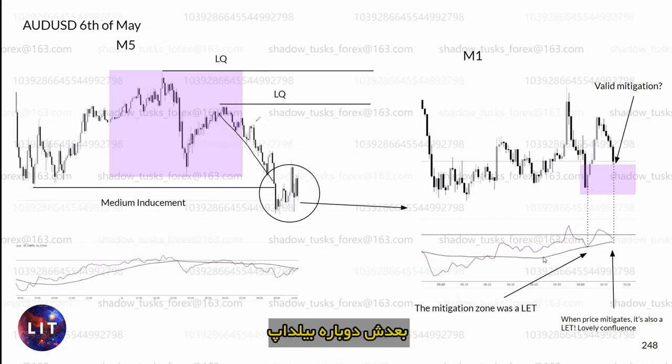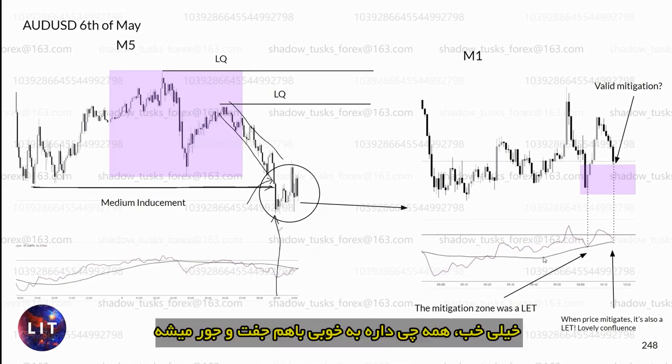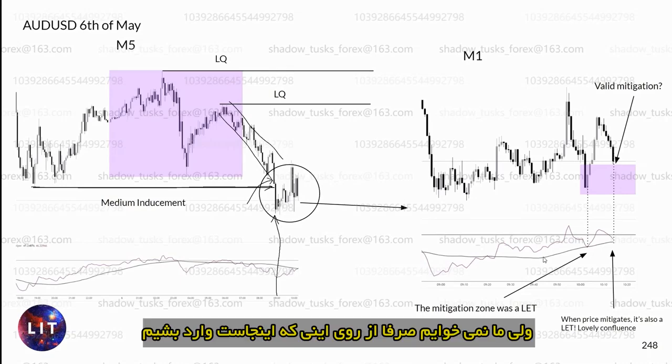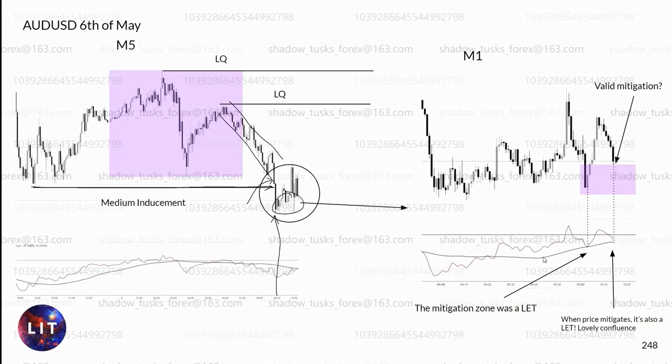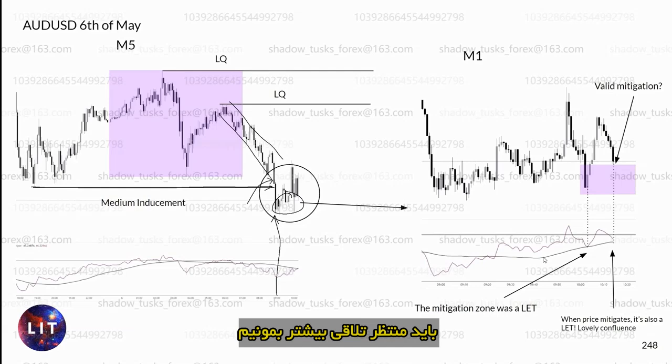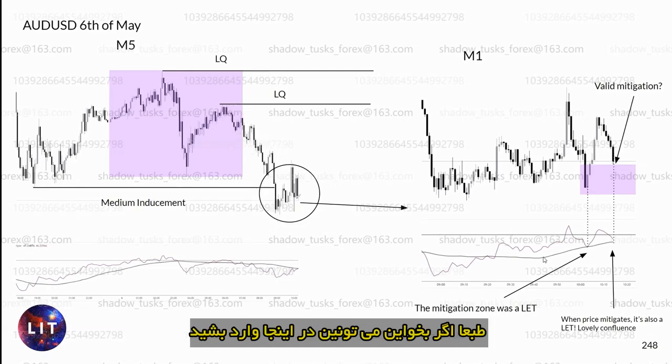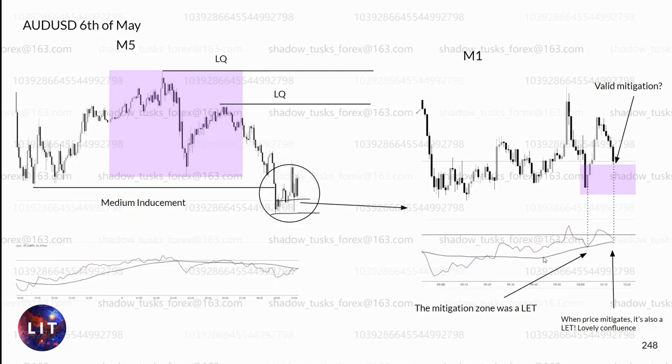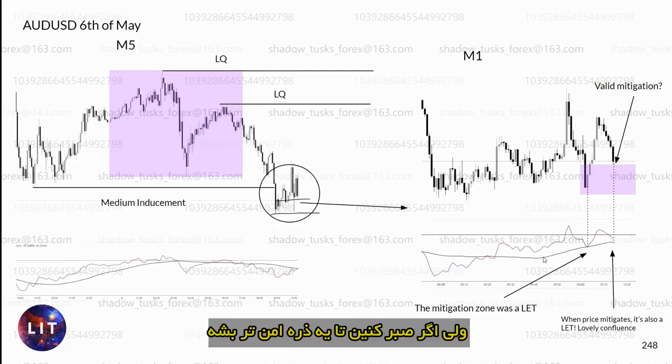Then again, build up. What's this? Medium inducement, previous day low. What's this? Vector candles. What timing? London open. Okay, things are coming together nicely, but we don't just want to enter off of this right here. We want to wait for an additional confluence. Obviously, you can, if you want, get right in there. But if you're wanting to be a bit more safe, you can wait for your additional confluence.